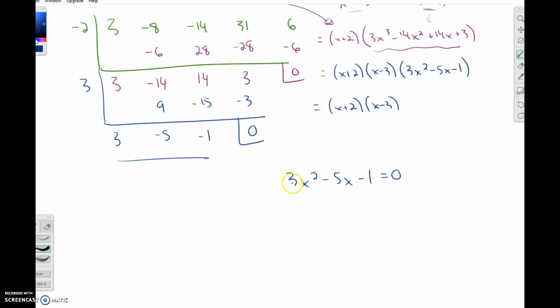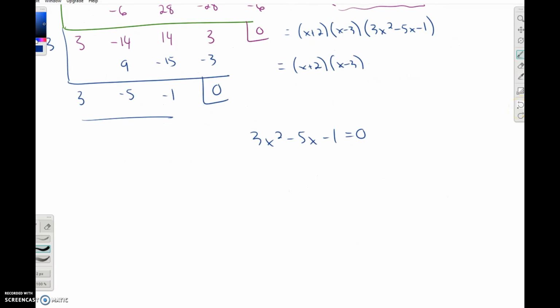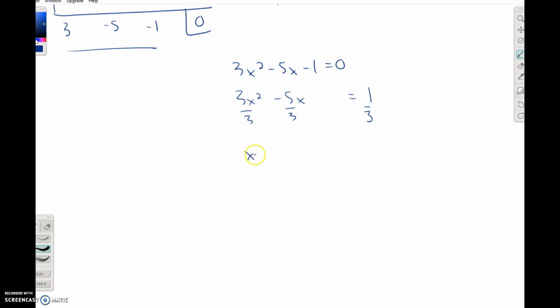Normally I like to complete the square, but with a 3 and a 5 here, this one isn't real nice for completing the square. Screw it. I'm going to use completing the square anyway. I like completing the square better. 3x squared minus 5x equals 1. Divide by 3. x squared minus 5/3 x equals 1/3. So I need to take -5/3, half it and square it. So that would be 25 over 36. So I'm going to add 25 over 36.